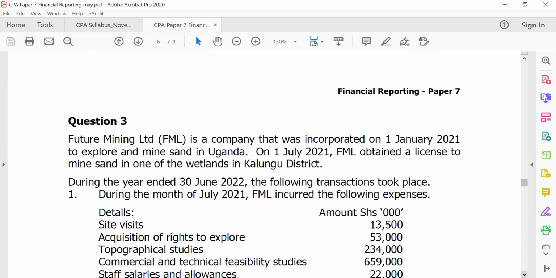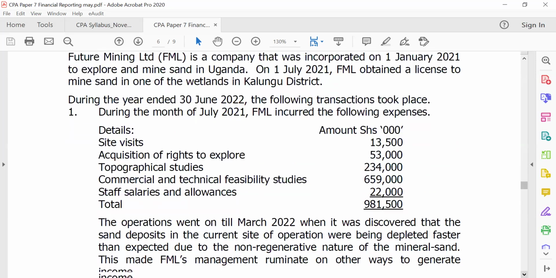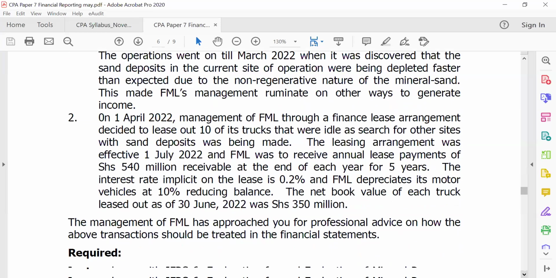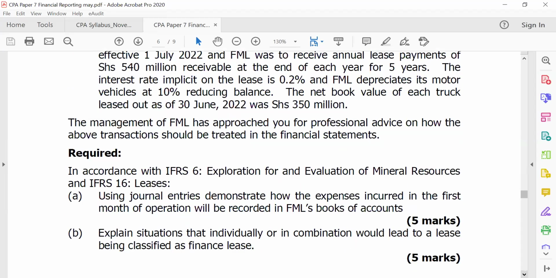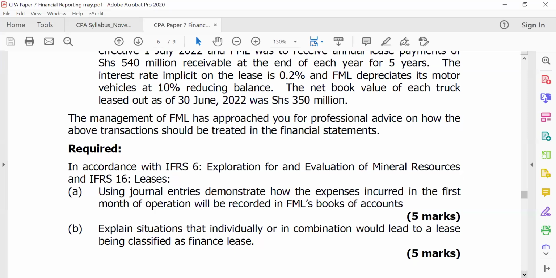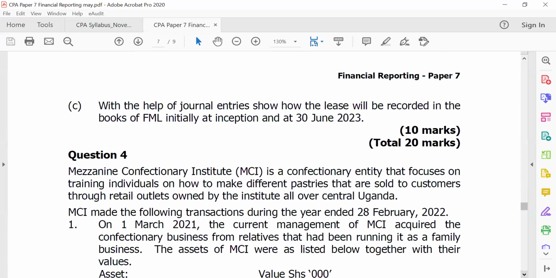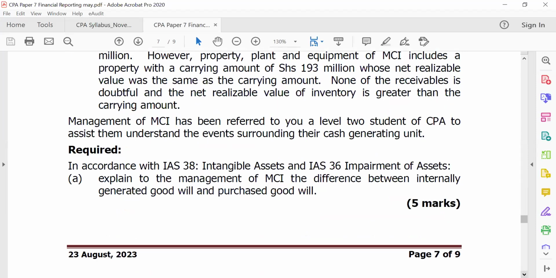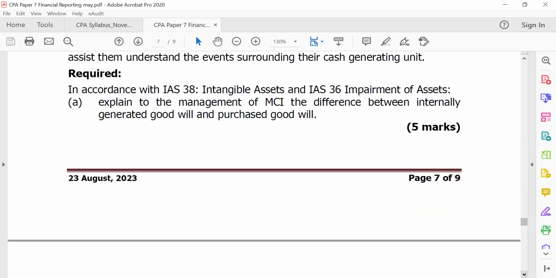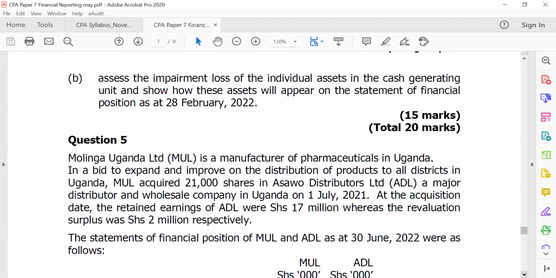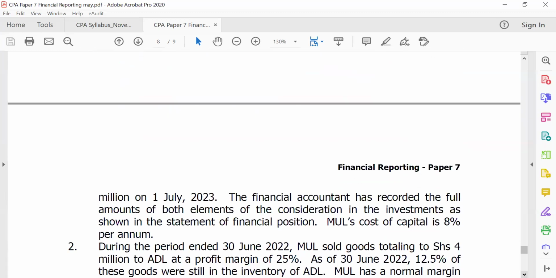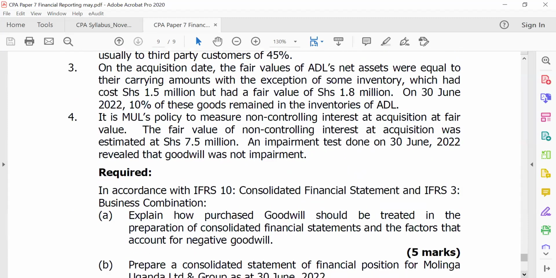And then you get down to another one, which is to do with, let's see, this is IFRS 6, which is exploration for and evaluation of mineral resources, and IFRS 16. So leases, so that is it. And then question 4, which is looking at IAS 38 intangible assets and IAS 36 impairment. And then question 5 also, which looks at IFRS 10.